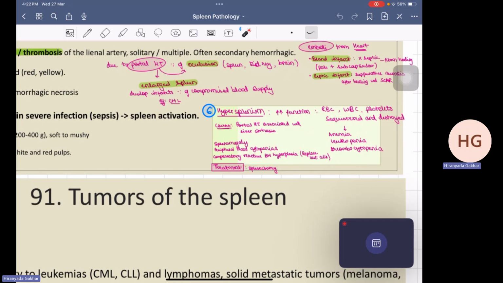A patient with hypersplenism again will present with splenomegaly, peripheral blood cytopenia, as I mentioned before, and also a compensatory reactive bone marrow hyperplasia to replace all of these lost cells. The treatment for this particular disorder is a splenectomy.